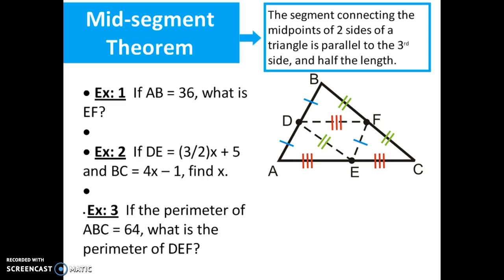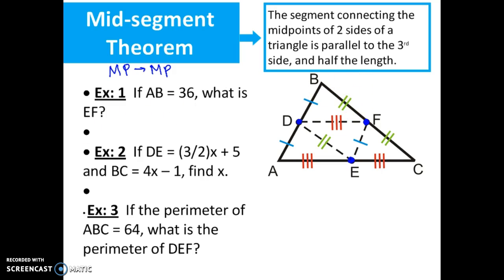This is a midsegment, which connects midpoint to midpoint. So you need to know that it connects midpoint to midpoint. Because we have three sides in our triangle, we have three midpoints, and if we connect all of those midpoints, we end up with three midsegments. Our midsegment theorem tells us that the midsegment is parallel to the third side that it doesn't touch, and it's half the length.